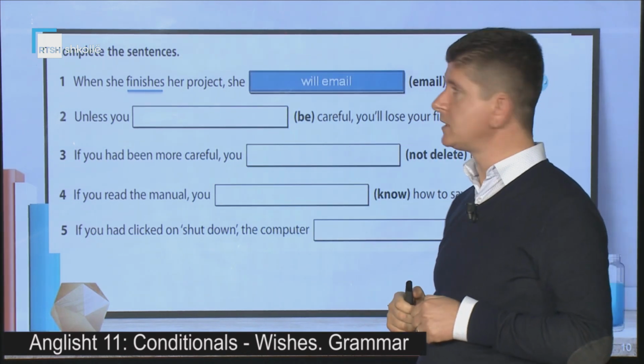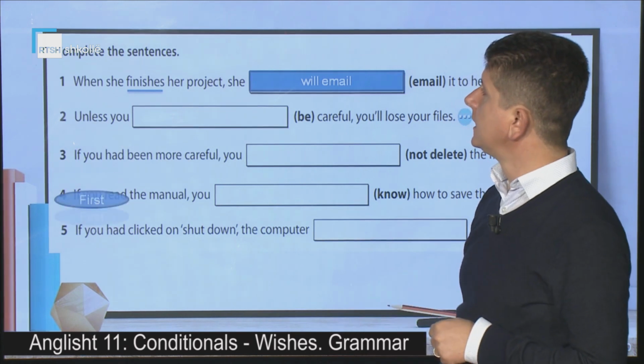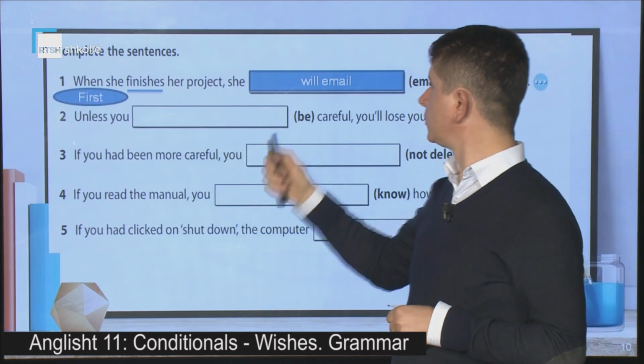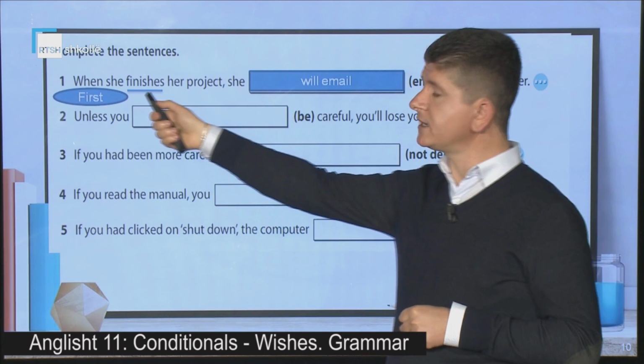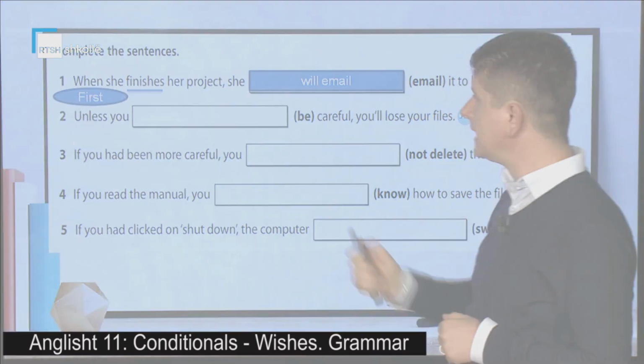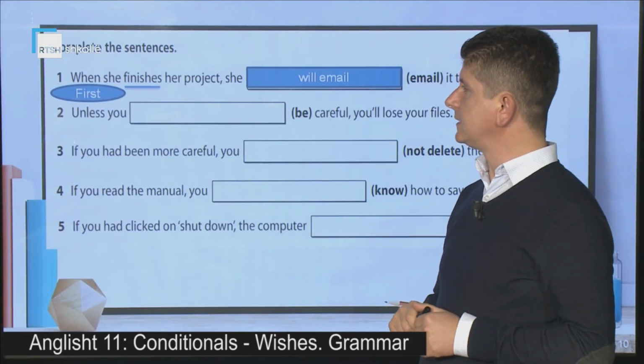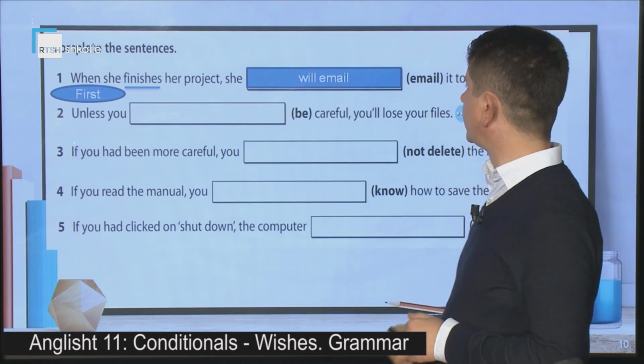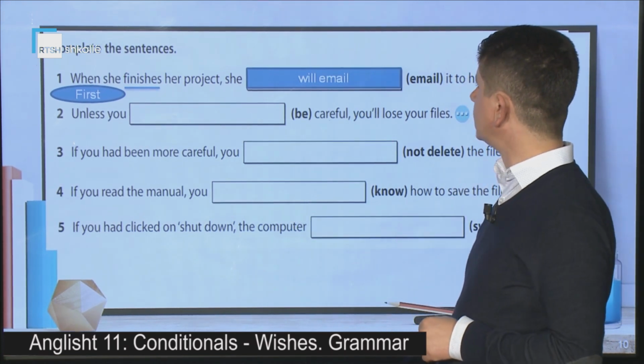It is a future possibility, and it is a first conditional because we have "will email it." "When," again, might be replaced by "if." Let's look at the second sentence: "Unless you're careful, you'll lose your files."